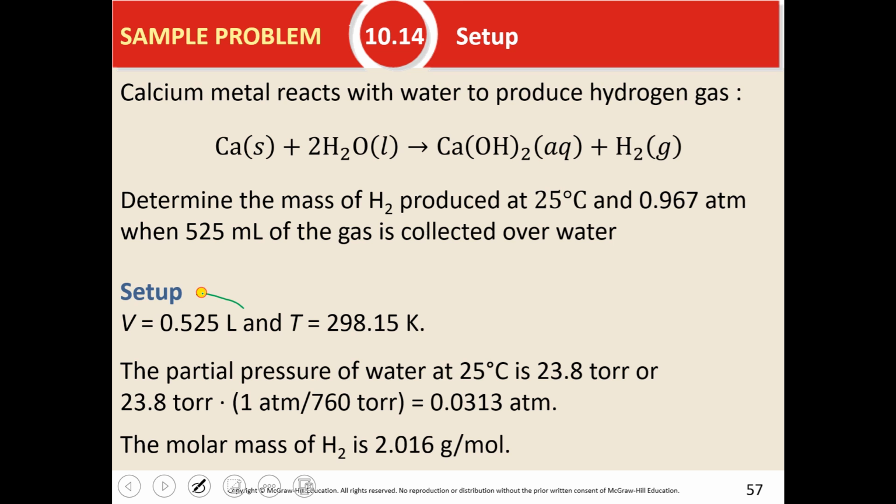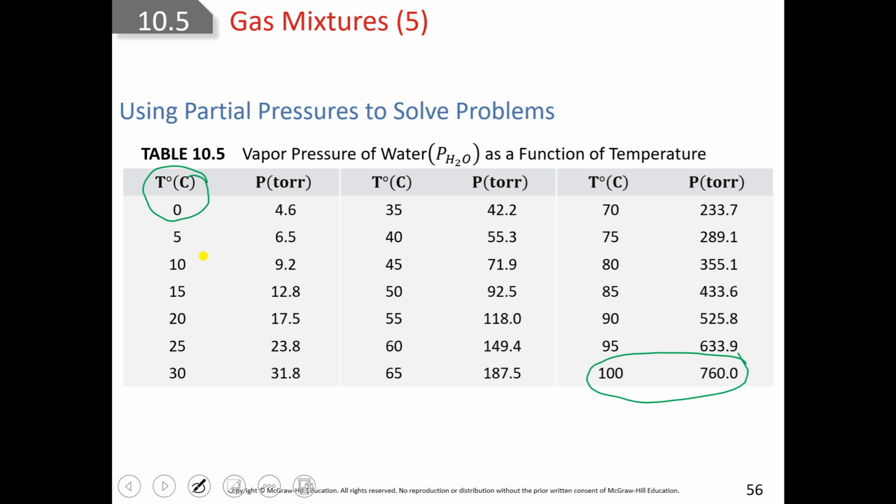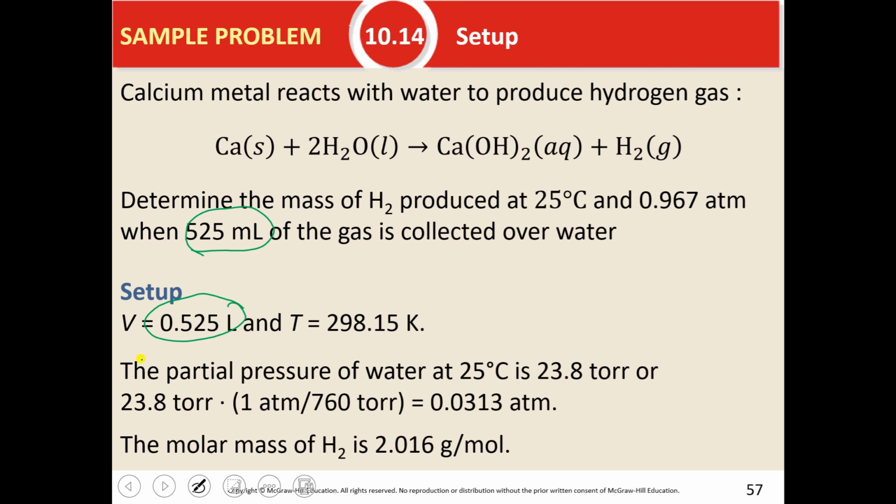I just want you to note they went ahead and converted here the volume from milliliters to liters. And we know at 25 degrees Celsius, the partial pressure of water is 23.8 torr. How do I know? Because I checked this chart. 25 degrees Celsius, 23.8 torr. You can easily convert that to atm, which we need because we'll be using the ideal gas law. And it's just divide by 760 because 1 atm equals 760 torr.